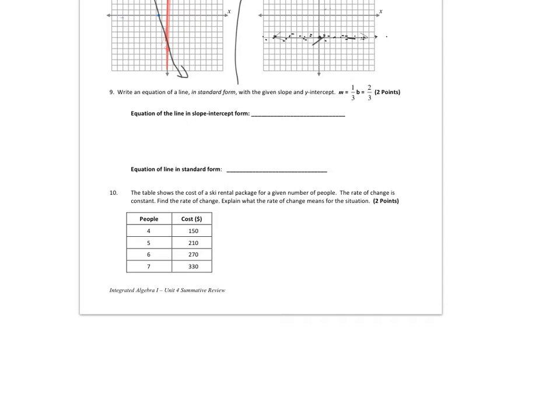Write an equation of a line in standard form with the given slope and y-intercept. On this review, I give you a little hint that it helps to write it in slope-intercept form first. A lot of times that's the easiest form to write right away, because look what it gave you. It gave you m and b. I know what you're thinking. Y equals mx plus b. So let's write it. Y equals 1/3 x plus 2/3.